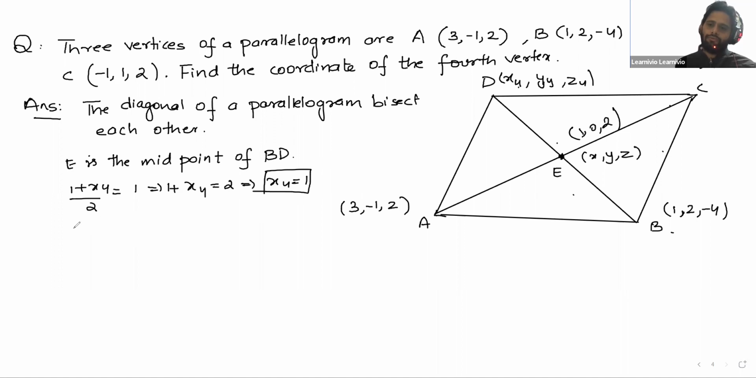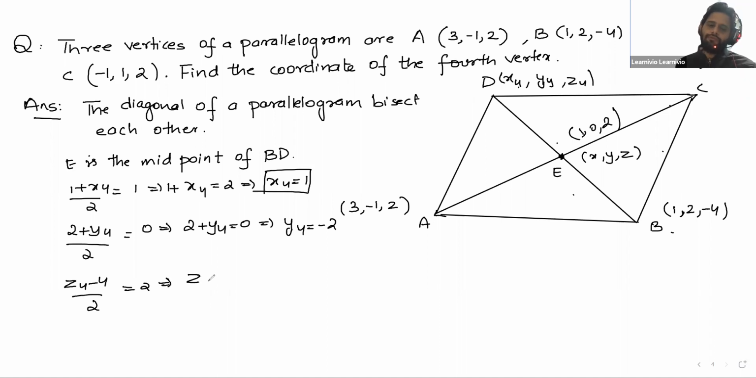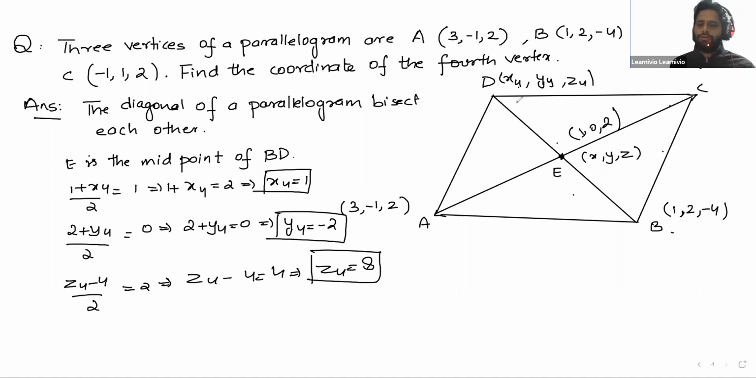Next, (2 + y4)/2 is equal to 0. So we get 2 + y4 is equal to 0. And from this we get y4 is equal to -2. Next is (z4 - 4)/2, which is equal to 2. So z4 - 4 is equal to 4. So z4 is equal to 8. So these are the coordinates. This is your final answer: 1, -2, and 8.